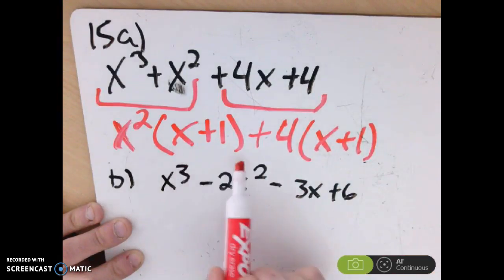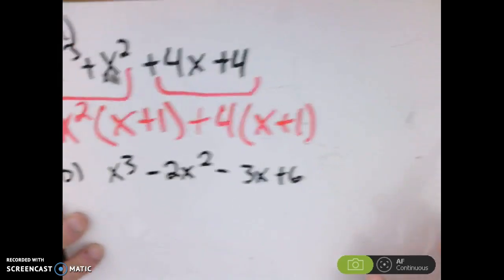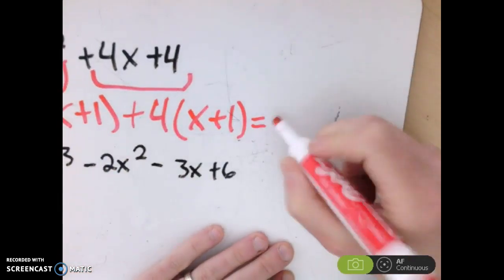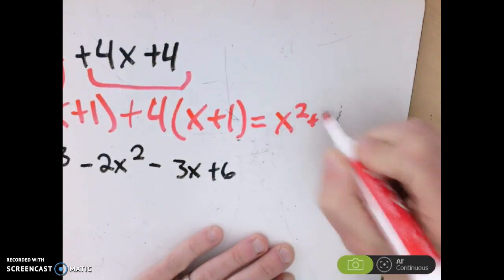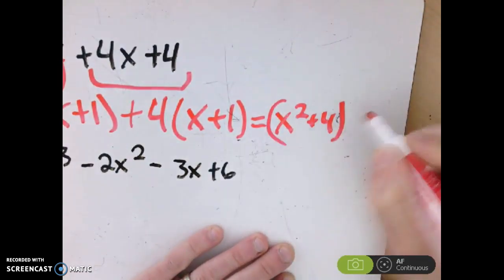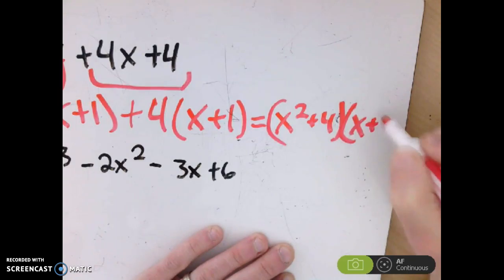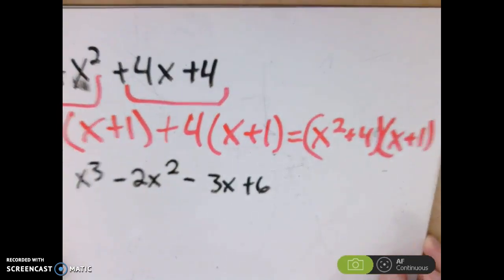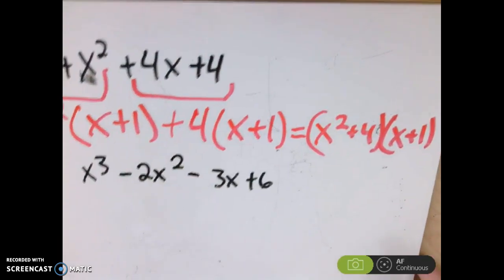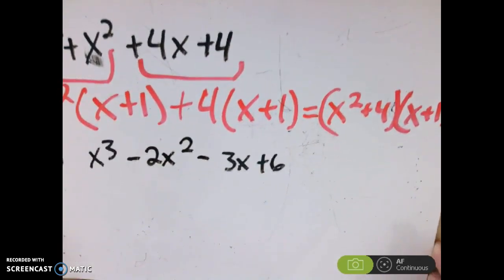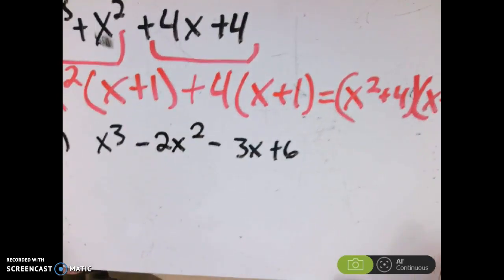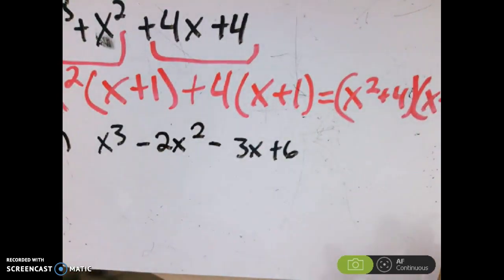And they both have this x plus 1 term, so I can do what I did before and basically reverse distribute. So, I'm left with x squared plus 4 times x plus 1. Okay, and I'm going to want to do that same thing on the next problem. So if you want to pause and try to do it yourself, please do that. If not, watch what I do.